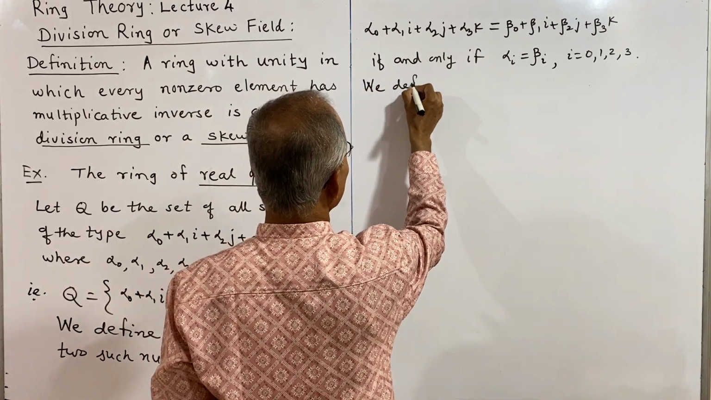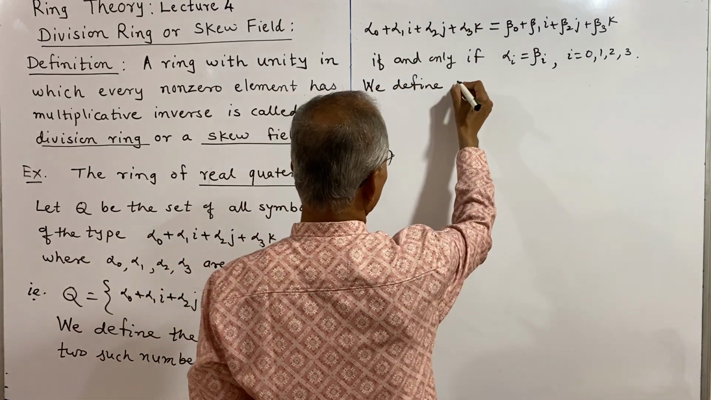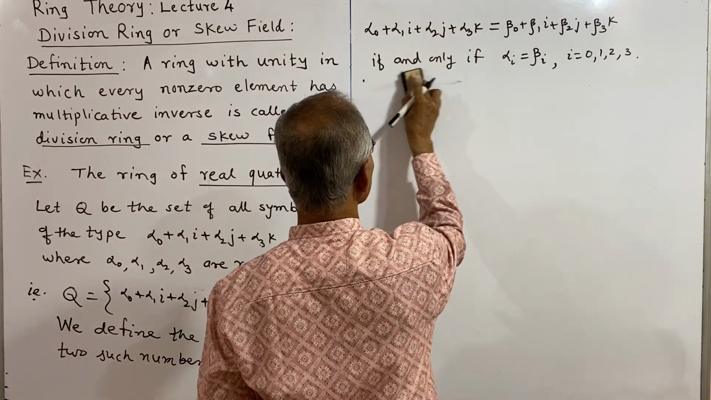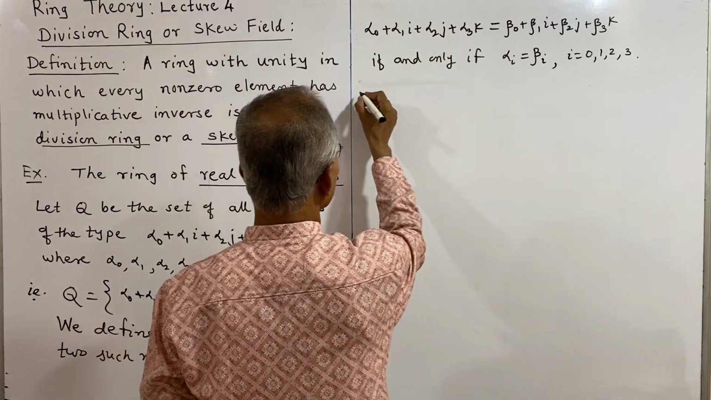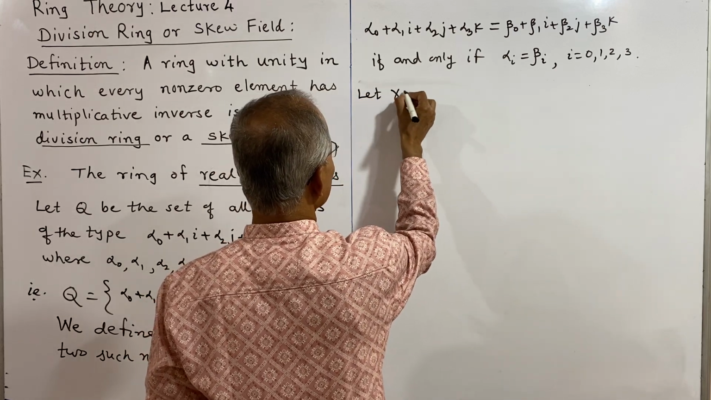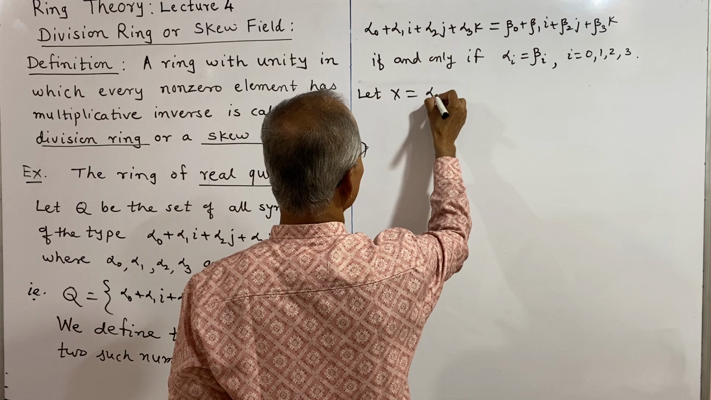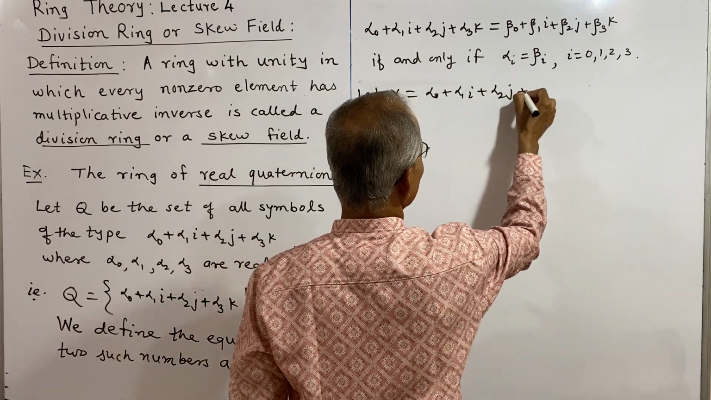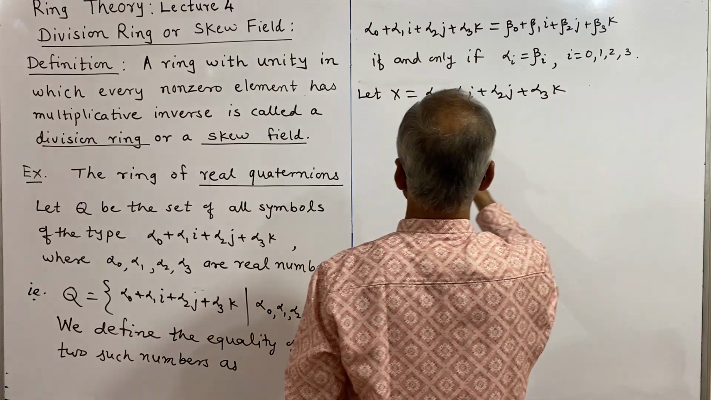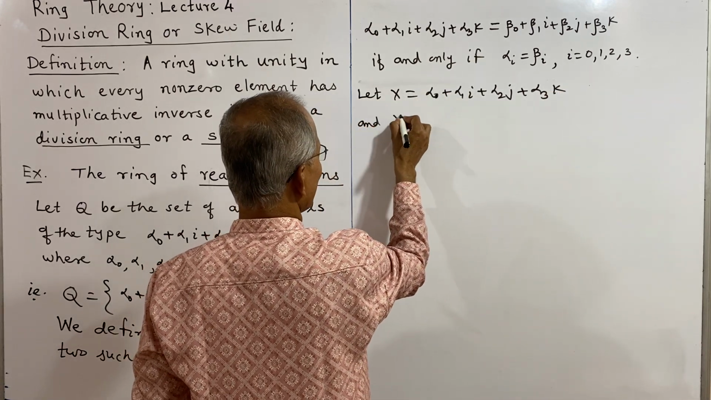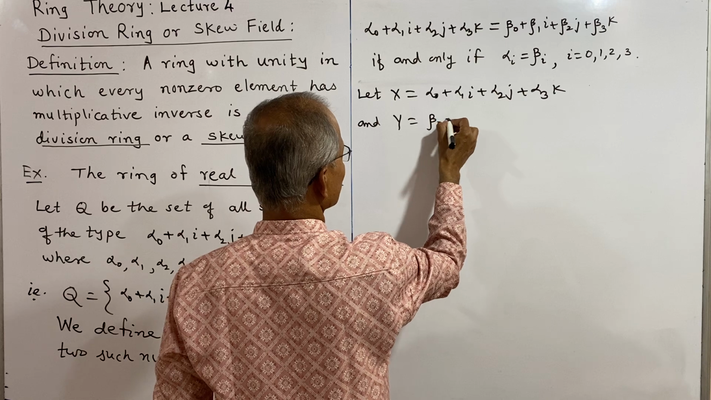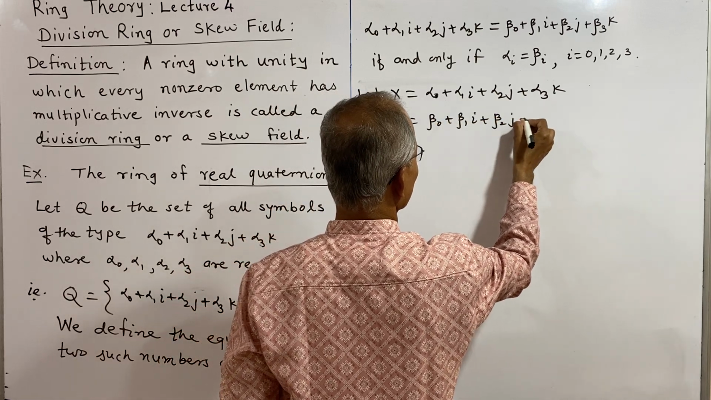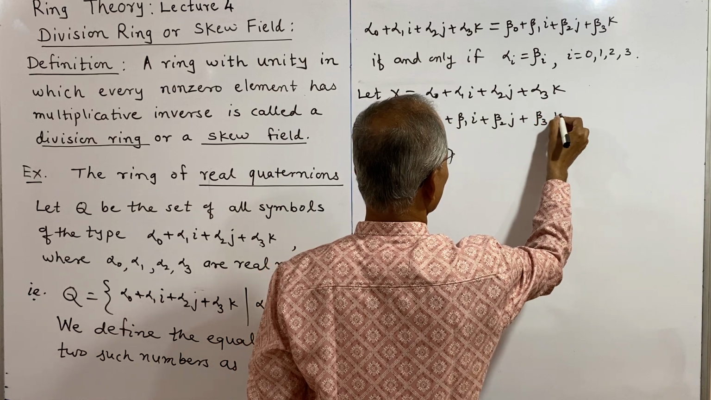We define the plus operation and multiply. Before that, we shall consider two numbers of this type as x and y. Let x be denoted by alpha naught plus alpha 1 I plus alpha 2 j plus alpha 3 k, and y as beta naught plus beta 1 I plus beta 2 j plus beta 3 k.